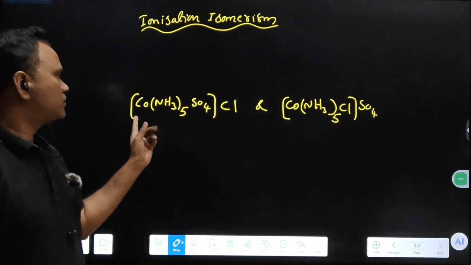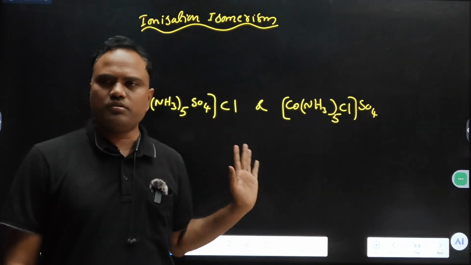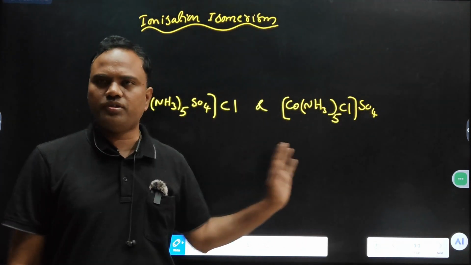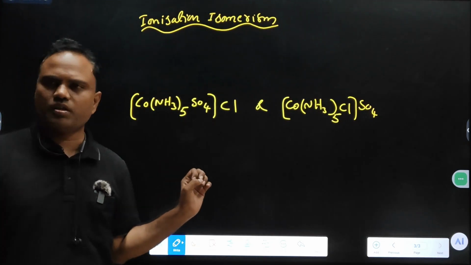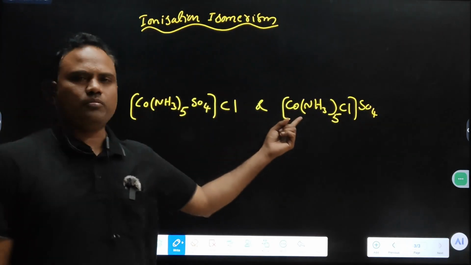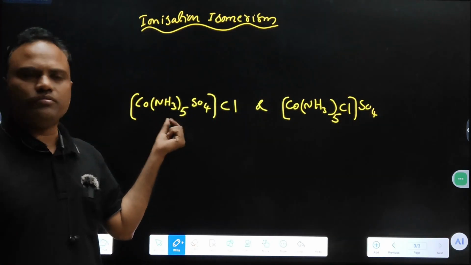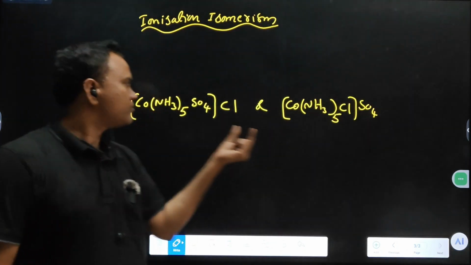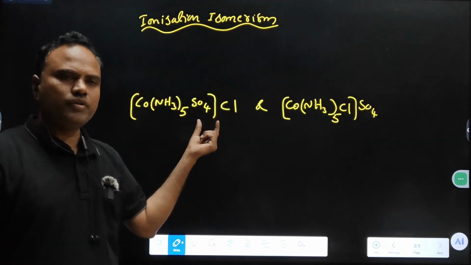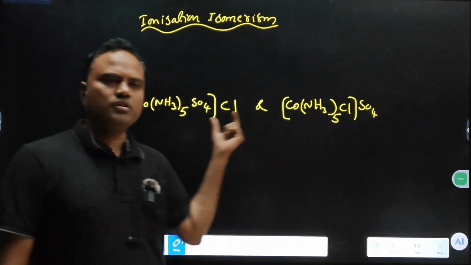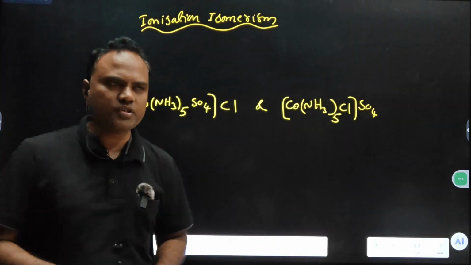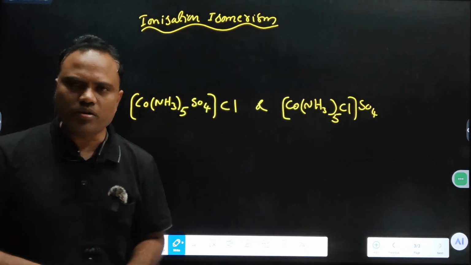This formula, both are the same only, no? The formula of these two complexes is the same. One cobalt, one cobalt. How many amines? 5. Here how many amines? 5. How many chlorides in this? 1. How many chlorides in this? 1. One sulfate, one sulfate. So the formula is the same. Both are having the same formula.